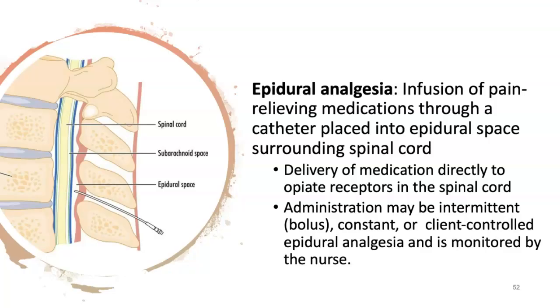An epidural analgesia is an infusion of pain-relieving medications through a catheter placed into the epidural space surrounding the spinal cord. And it provides for delivery of medication directly to the opioid receptors in the spinal cord. Administration may be intermittent, as through just a bolus, constant, or client-controlled, and is monitored by the nurse.